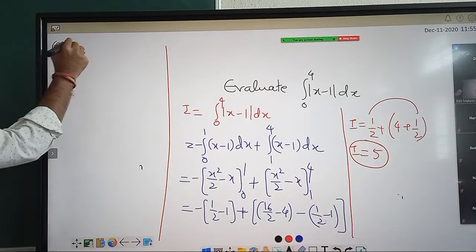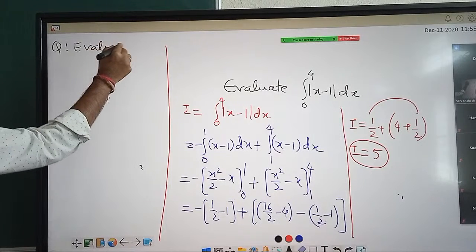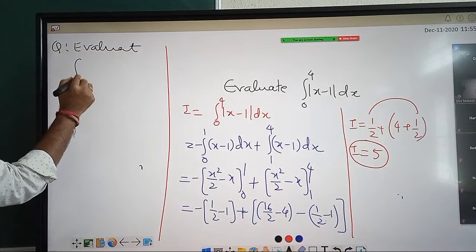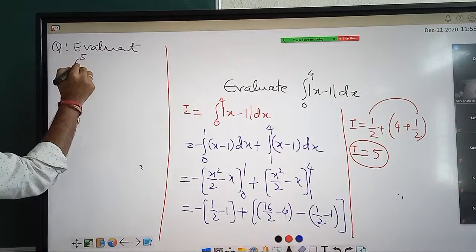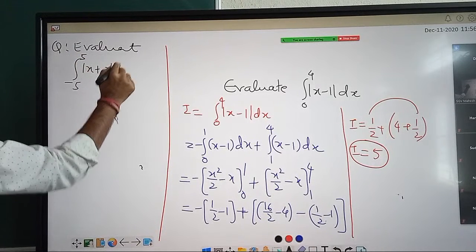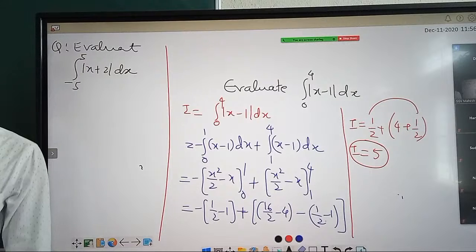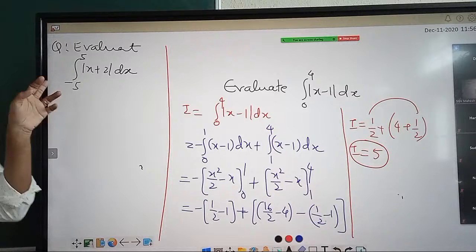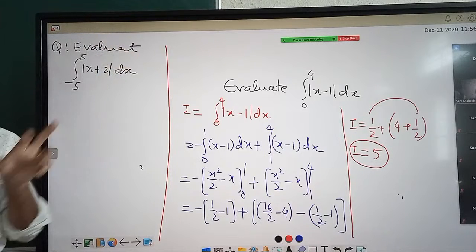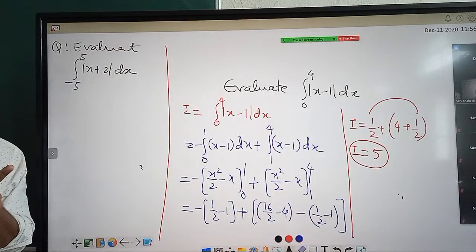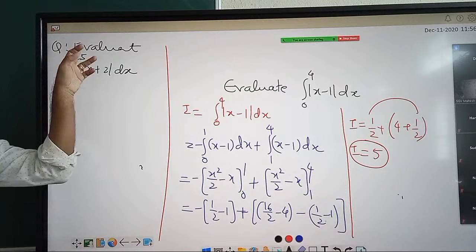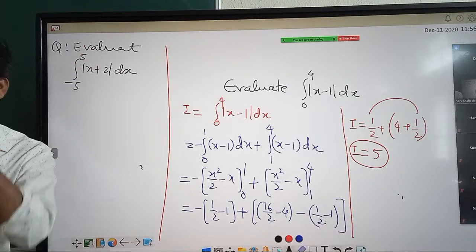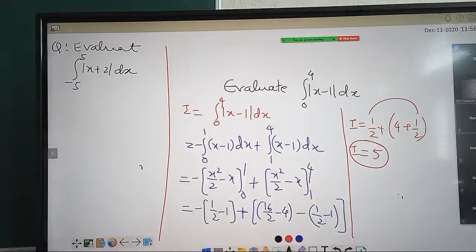Evaluate the integral from minus 5 to 5 of modulus of x plus 2 dx. Look at this: you have an interval from minus 5 to plus 5, where the expression is 0 at the point minus 2. So we split it into minus 5 to minus 2 and minus 2 to plus 5. From minus 5 to minus 2 it is negative, and from minus 2 to plus 5 it is positive. That we have to understand.